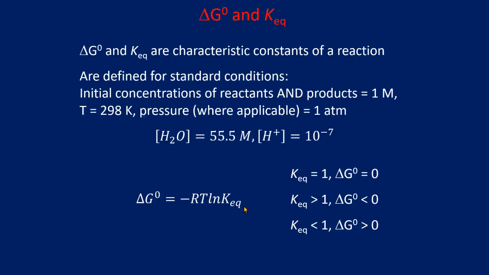Now, these are again very standard conditions. When the equilibrium constant is 1, then delta G will be 0. Just put 1 over here, and you can see delta G will go to 0. And when the K equilibrium value is greater than 1, then the delta G value will be less than 0. And when the K equilibrium value is less than 1, then the delta G value will be greater than 0.